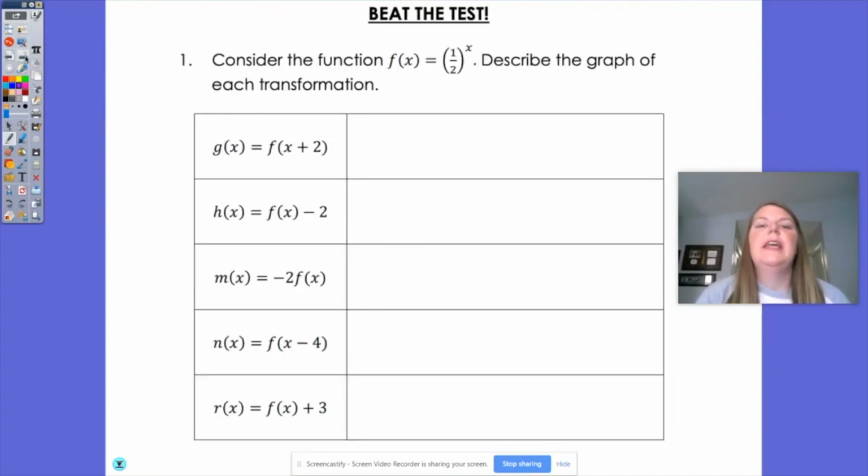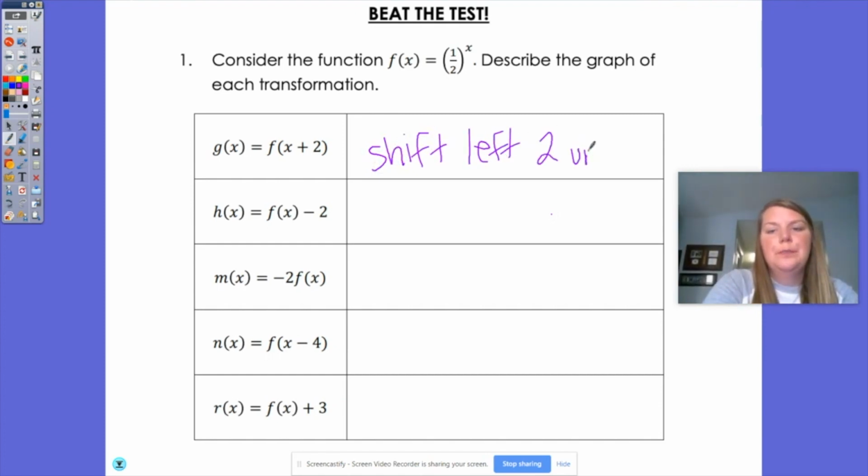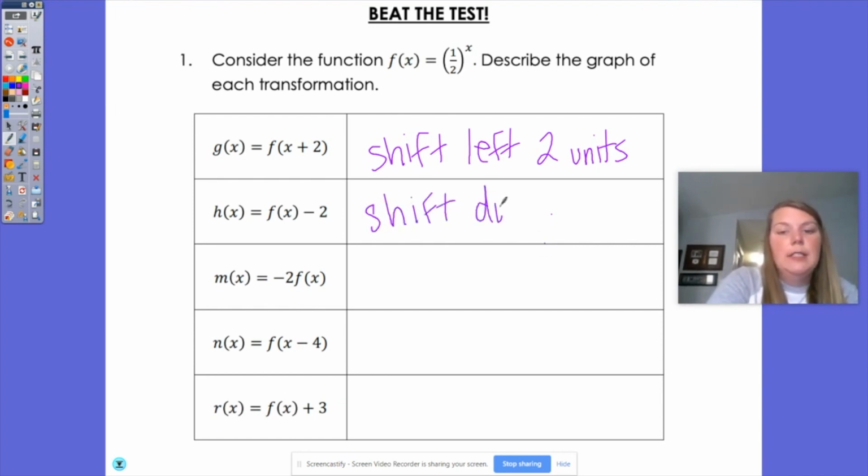Okay, let's look at the last question. This question is using the function (1/2) to the x power, and we want to decide what all of these things are doing to this (1/2) to the x. So if we're adding 2 inside the parentheses, that is going to shift our graph specifically left 2 units. If we're subtracting 2 outside the parentheses, that's going to shift our graph down, and it's specifically going to shift it down 2 units.